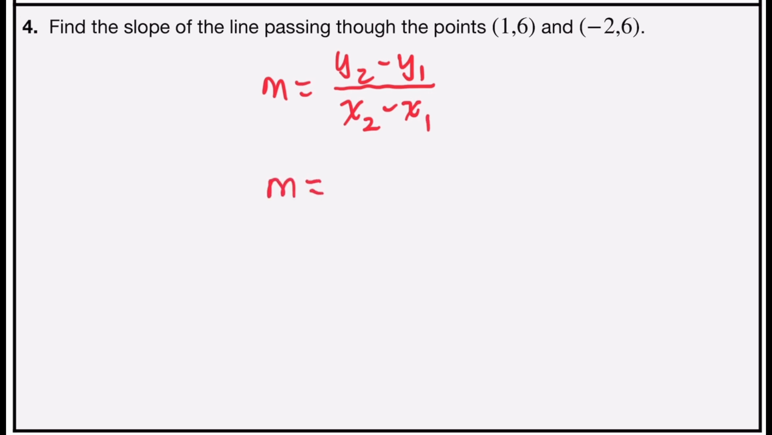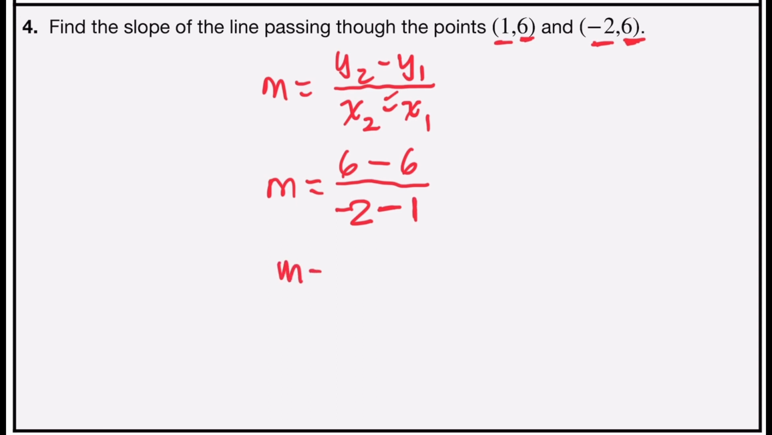And now I'm going to substitute. The second y coordinate is 6 minus the first y coordinate, 6, over the change in the horizontal, which will be negative 2, that's the second x coordinate, minus, from the formula itself, 1.